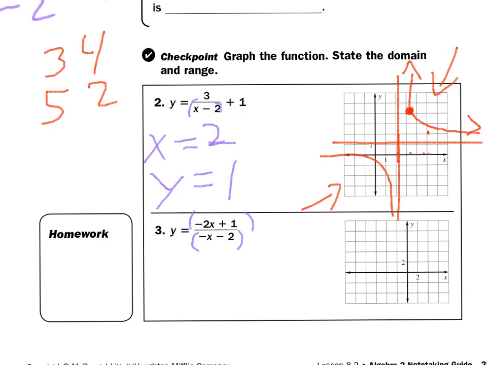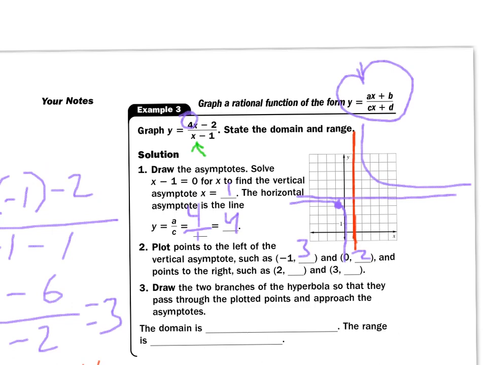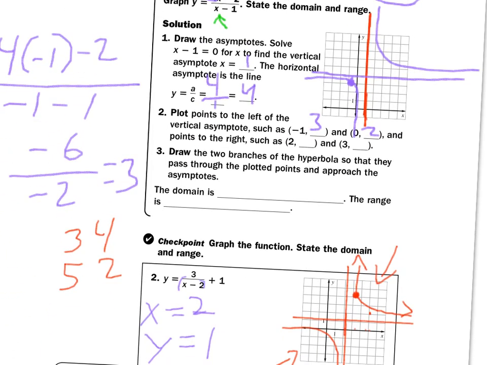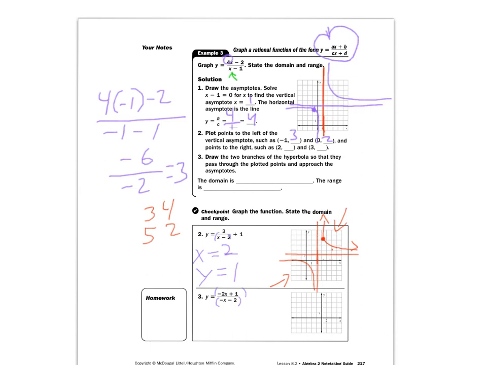Let's take a look at this one. Now this one looks a lot like the one up here, this (ax + b) over (cx + d). So I have to follow the rules I just learned from example 3. In this situation, what cannot be on the bottom of the fraction? I say negative x minus 2 equals 0, because I can't have 0 on the bottom of a fraction. That means negative x equals 2 if I add 2 to both sides, and then x equals negative 2.